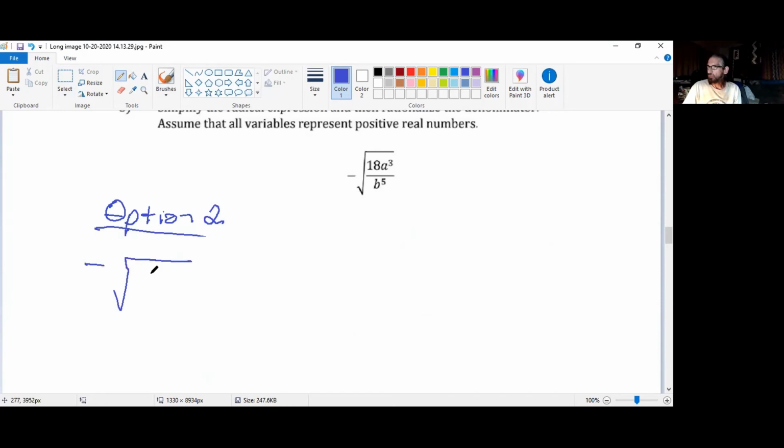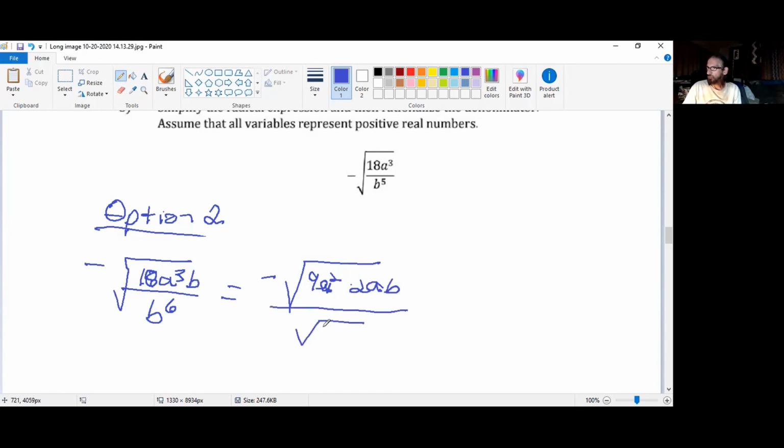To get an even number for the power of b in the denominator. So, sorry, that was 18. Split up 18 as 9 times 2 again. A cubed as a squared times a again. And the b is going to be left alone. And also split up the division.